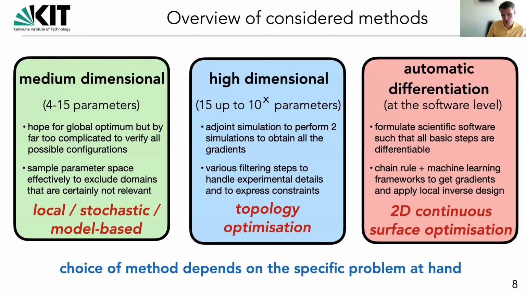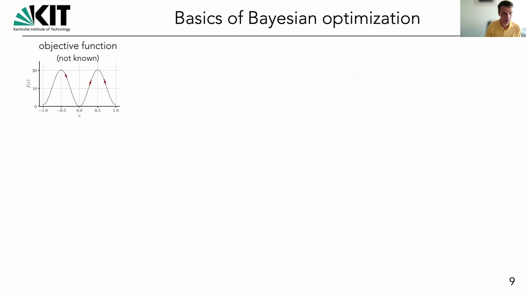The choice of methods depends a bit on the specific problem at hand, because not all of these techniques are suitable for exactly the same problem, but some are more preferable than others. This is what I try to do. I have to see how far I come here because I see my time is running out. But I try to illustrate a little bit how these techniques work and how we can apply them in the context of optimized light management for solar cells. So to start with the Bayesian optimization that can be used for the intermediate number of parameters, I would just like to highlight this idea.